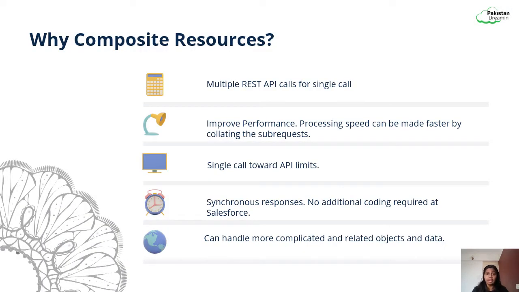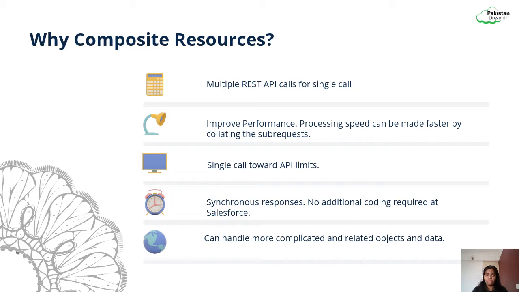Now let us see why we should use composite resources. As we have seen in the previous slide, we can have multiple REST API calls in a single call. It also improves performance. Processing speed can be made faster by collating the sub-requests. Collation of sub-requests we will be seeing in the upcoming slides. Then, a single call towards the API limit.